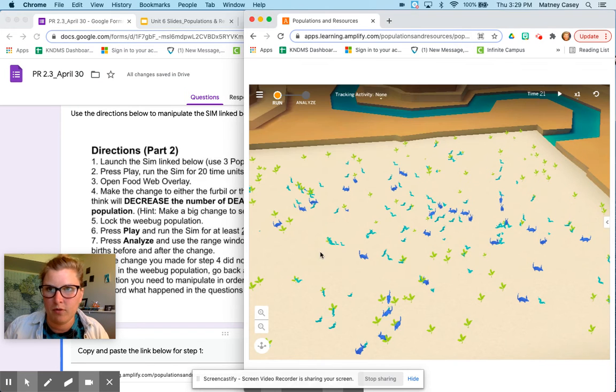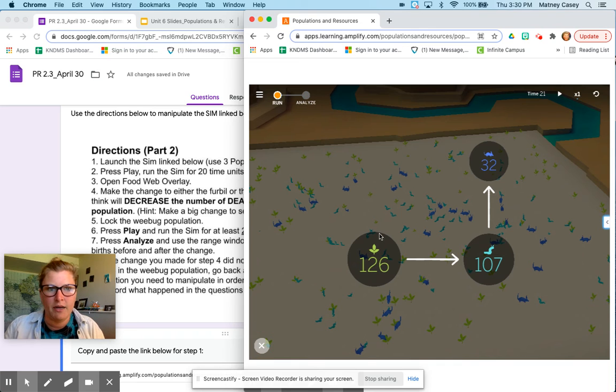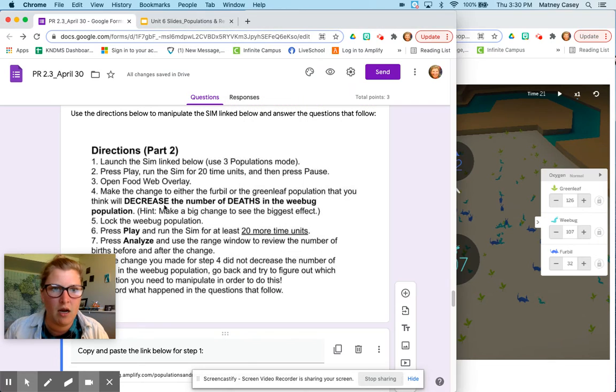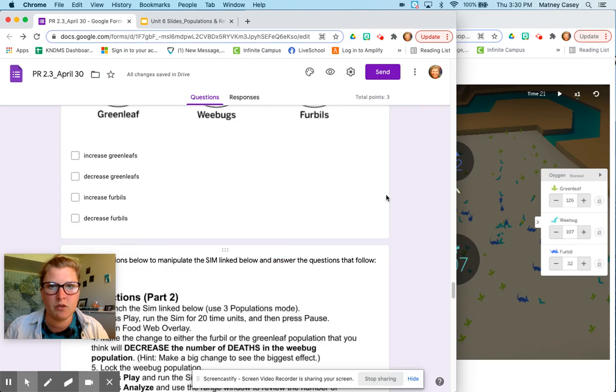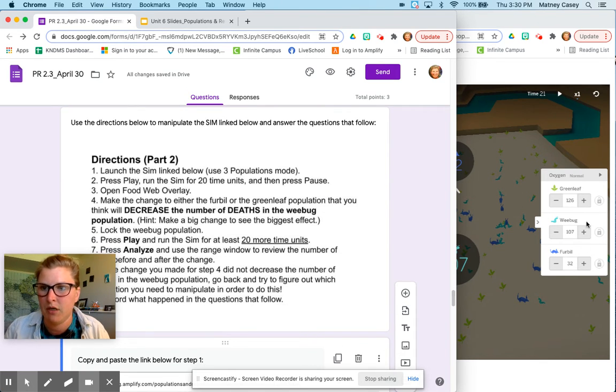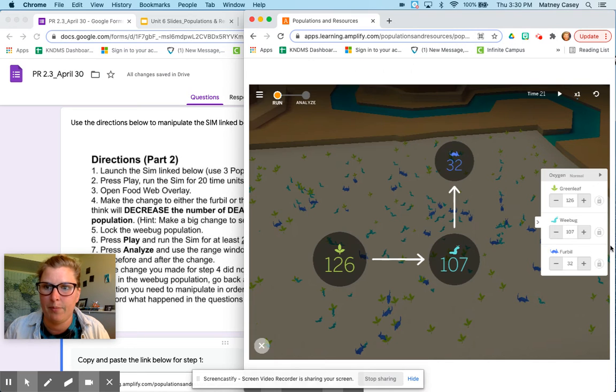Open the food web overlay, similar to before, and look at those numbers. Here is where you're going to increase or decrease. You're looking at either the furbill population or the greenleaf population, or maybe both. I would suggest focusing on just one. If you selected more than one, I would test just one of these options. So I'm going to say increase furbills. If I increase the furbills, what's going to happen? I will increase it by a lot, to see as much of a change as possible.